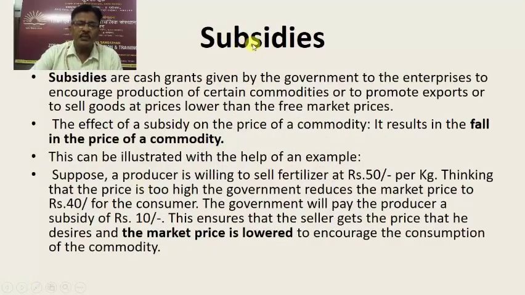Then subsidies. This is to know, because subsidies are given by the government and indirect taxes are imposed by the government. So indirect taxes minus subsidies are net indirect taxes. So as you have understood a little bit of indirect taxes, now you should understand subsidies also to some extent.